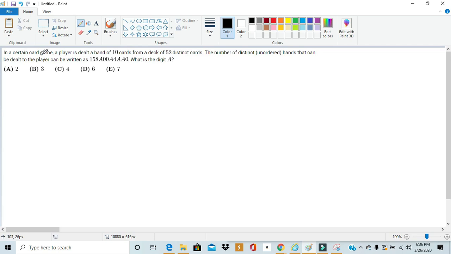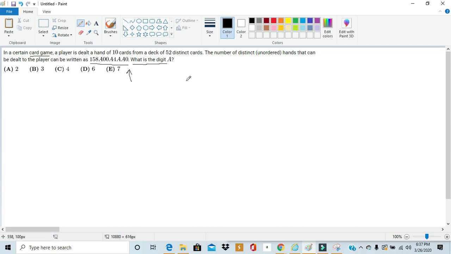In a certain card game, a player is dealt a hand of 10 cards from a deck of 52 distinct cards. The number of distinct, unordered hands that can be dealt to the player can be written as a really big number. And what is the digit A? Now this problem is kind of different because when they start out with cards, I was going to think that they're going to ask us to find the number of plays, but they found it out for us, and we had to figure out the missing digits that they were too lazy to write in there.